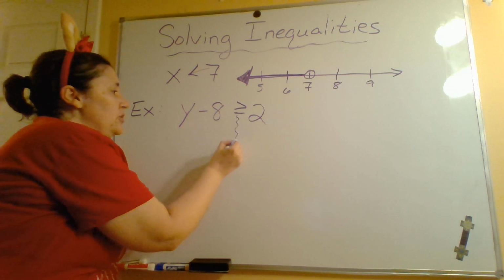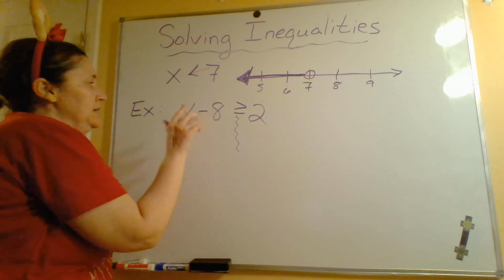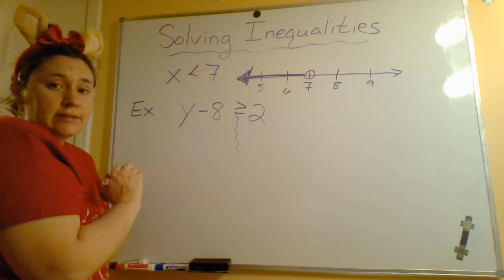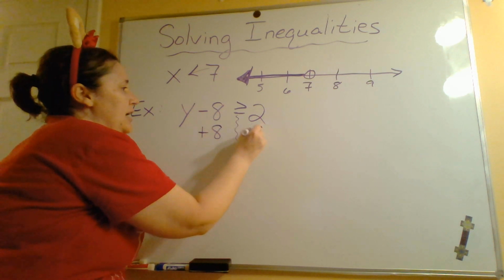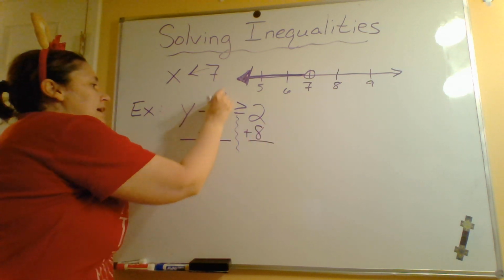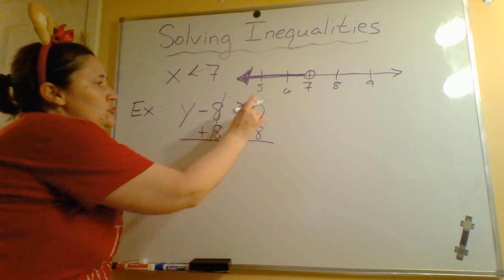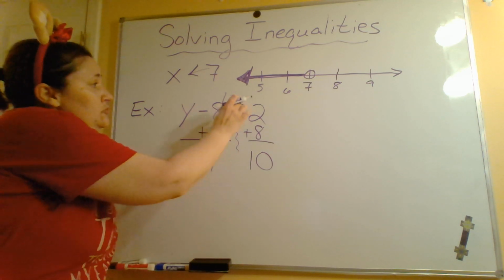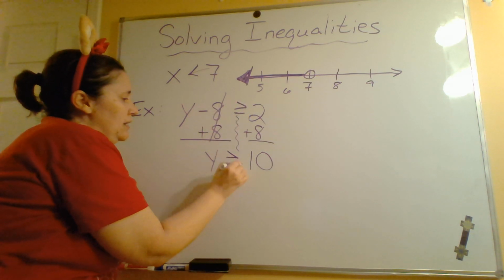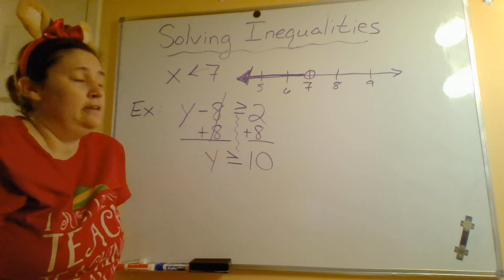So this shows the two sides of the inequality. This is the left, this is the right. They are subtracting 8, so we have to do the opposite and add 8 to both sides. The 8's cross off. You have y on the left. 2 plus 8 is 10 on the right. And you just put this sign in between them. y is greater than or equal to 10.